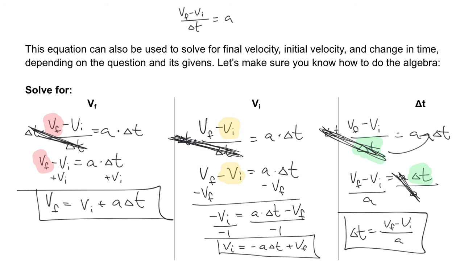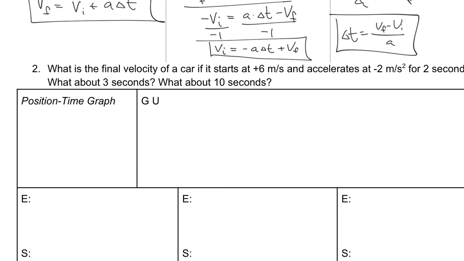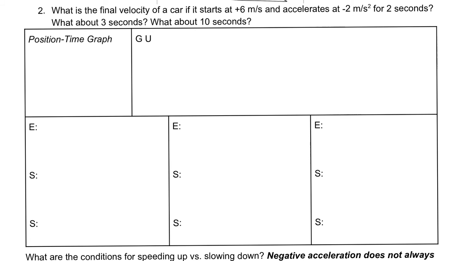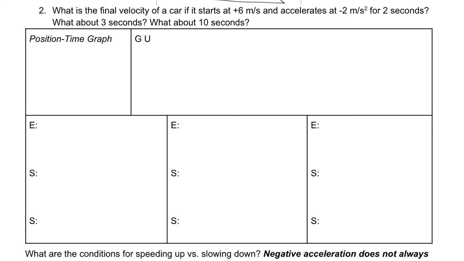Now we're going to scoot on down here to another word problem to use those algebraic skills. This question says, what is the final velocity of a car if it starts at positive 6 meters per second and accelerates at negative 2 meters per second squared for 2 seconds? What about 3 seconds? What about 10 seconds? Okay, so really we have 3 different problems here because we're looking at 3 different times.